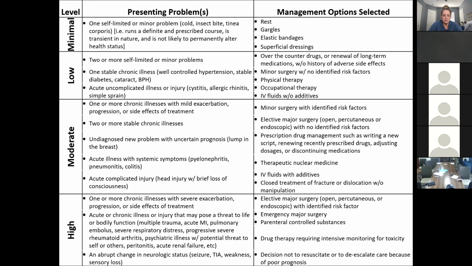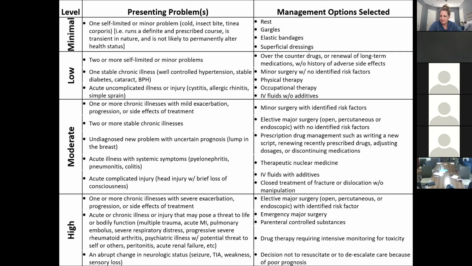Low risk problems support 99213, and that can be 2 or more self-limited or minor problems, 1 stable chronic illness such as well-controlled hypertension, stable diabetes, cataracts, BPH, or an uncomplicated illness or injury. A lot of the urgent care type of things fall into this category, such as urinary tract infections and allergies and sprains and sinus infections and viral illnesses that are run-of-the-mill, such as gastritis. Over-the-counter medications, minor surgery with no identified risk, physical therapy, fluids are usually the remedies for things that are low risk that would match a 99213.